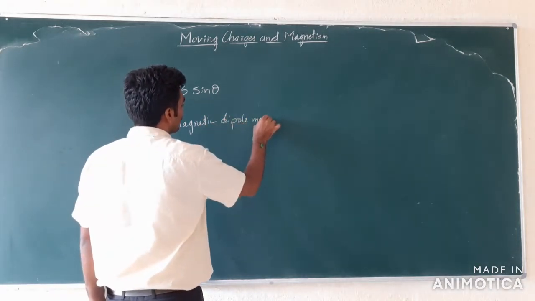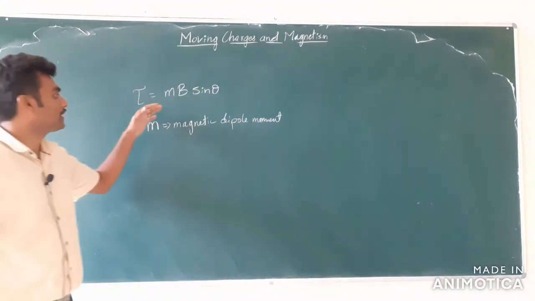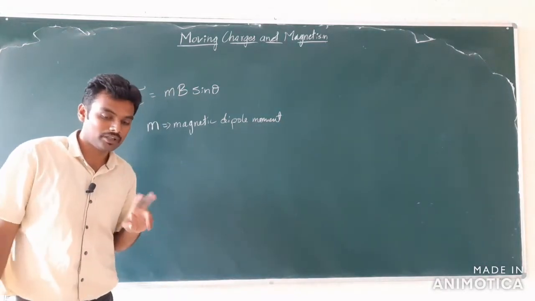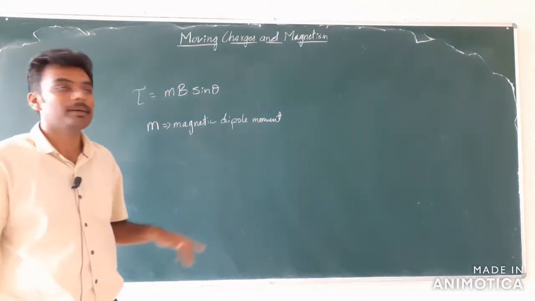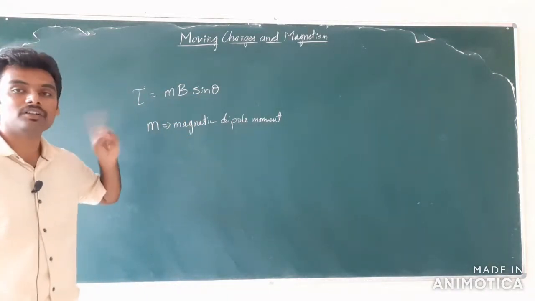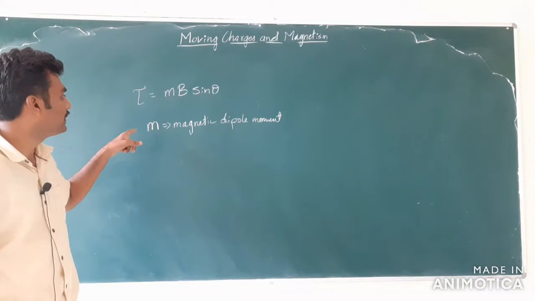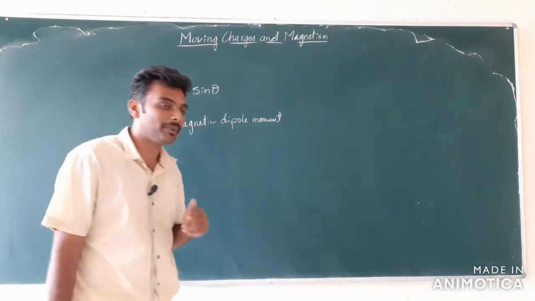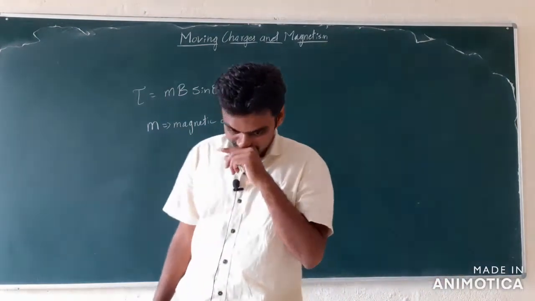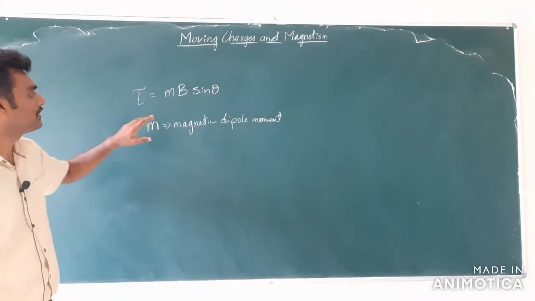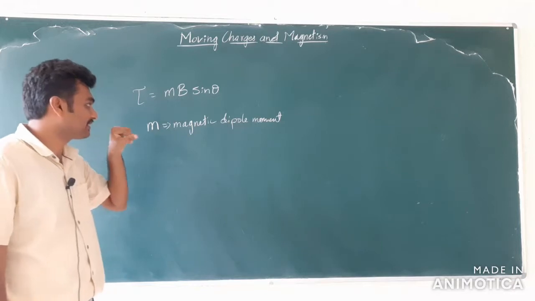Magnetic dipole moment is the new term m, which we introduced so that the torque experienced by an electric dipole and the torque experienced by a rectangular coil look alike, because there it is tau is equal to p cross E, electric dipole moment cross electric field. Here torque is tau is equal to m cross B, where m is magnetic dipole moment and B is the magnetic field. So now we shall see what this magnetic dipole moment is and know more about it.